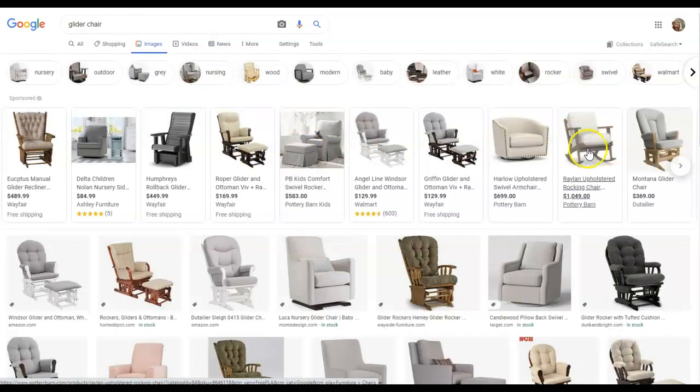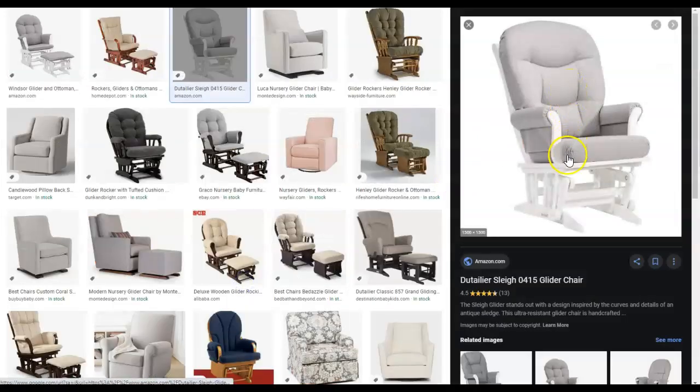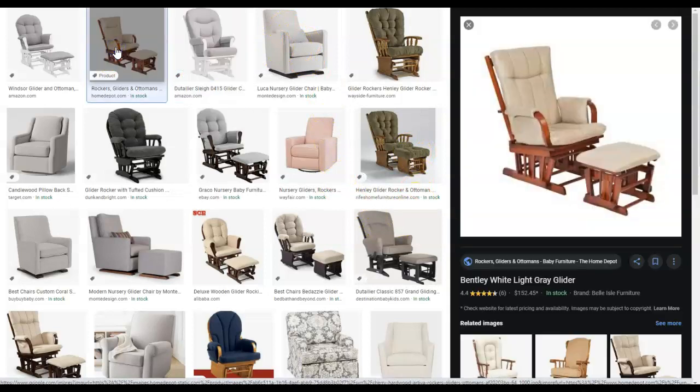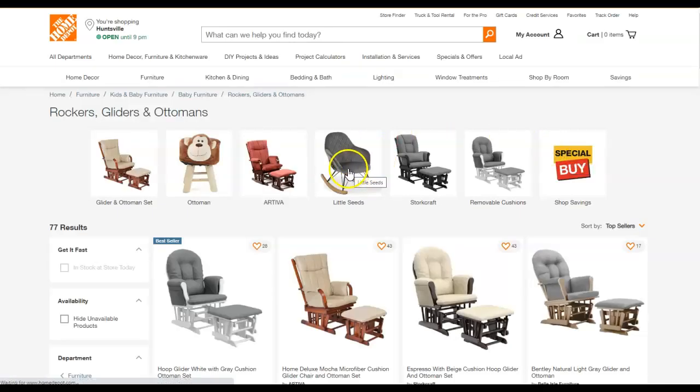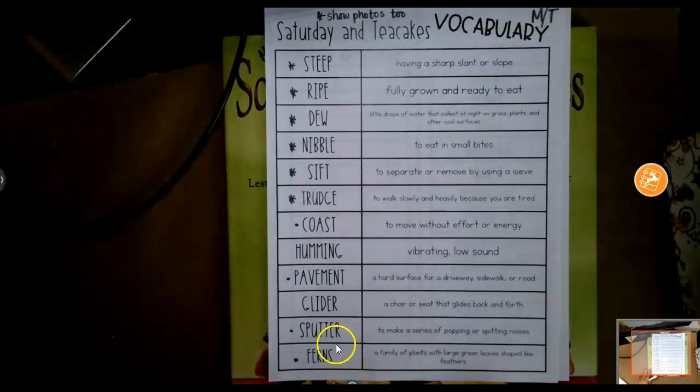Okay, so glider would look pretty much like a rocking chair. So it can move back and forth. So glider is a chair that can move back and forth. Okay, so picture an old-timey chair or a rocking chair. They will discuss that in these stories. So now you can have a mental image of what they're talking about when that word comes up.